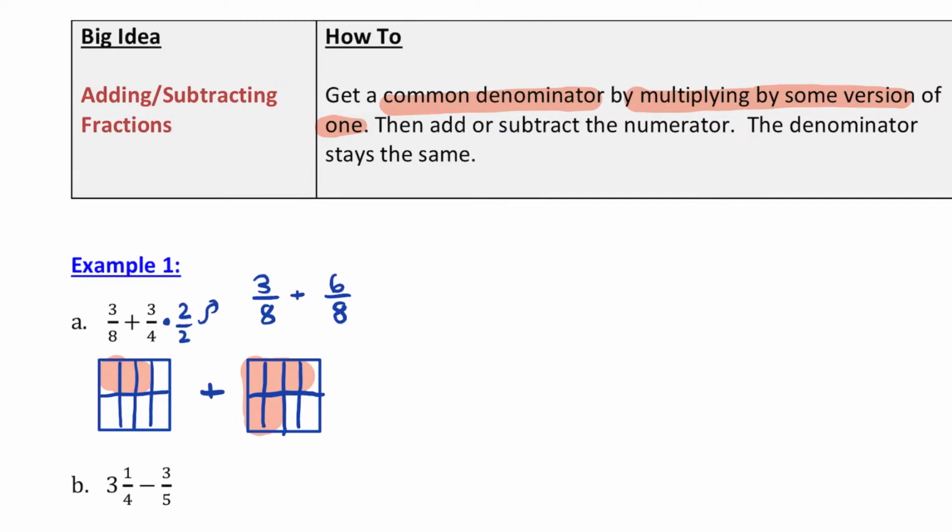Now the pieces are the same size, and you can count up how many there are total. So you have 3 8ths and then 6 more 8ths, so that's a total of 1, 2, 3, 4, 5, 6, 7, 8, 9 8ths. So they are pieces of size 1/8, and there are 9 of them. So 9 8ths is your final value.